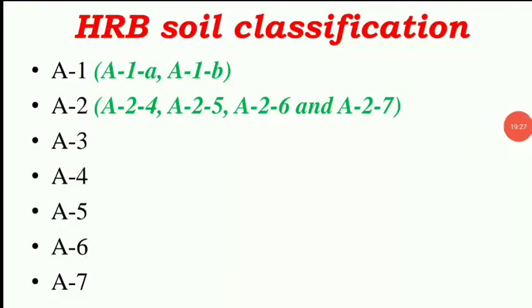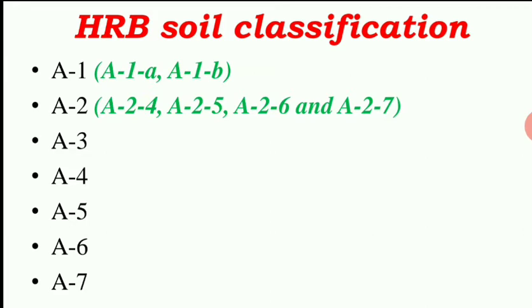So, continuation of this HRB soil classification: they are A1, A2, A3, A4, A5, A6 and A7. There are a total of 7 classifications made based upon the Highway Research Board. So here, the first one is A1 soils.